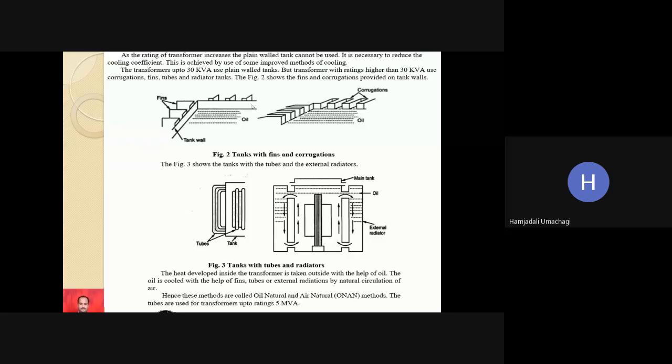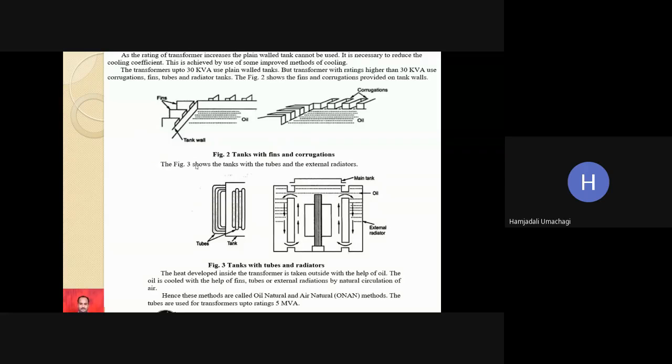Is it clear? This type of modification we are going to provide for the transformer wall tank, that too for transformer ratings more than 30 kVA. Below 30 kVA, plain wall tanks are sufficient. But if it is more than 30 kVA, then I should apply some faster heat dissipating method. That faster heat dissipating method is nothing but a modification in the construction of the wall tank, that is, fins and corrugations. Okay.